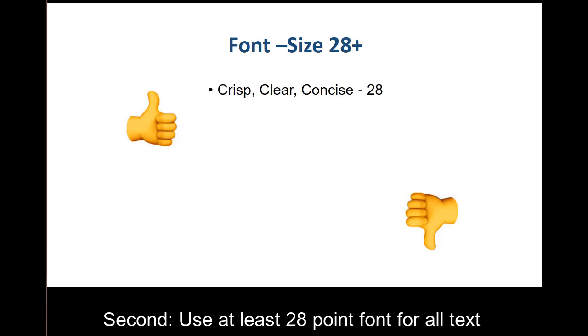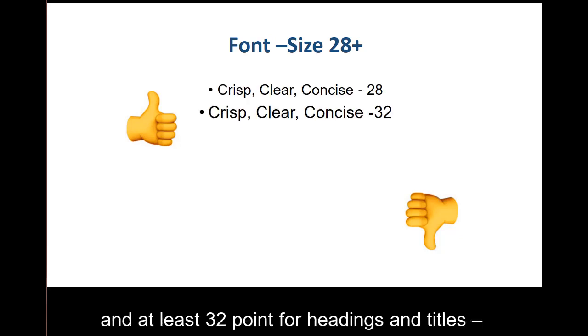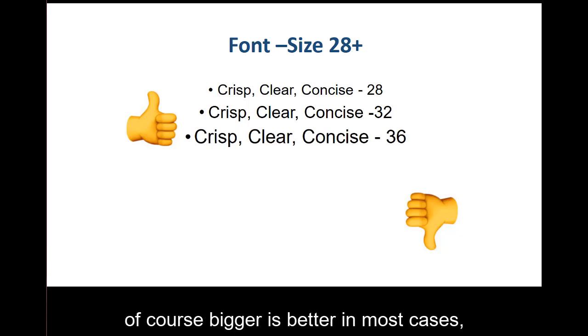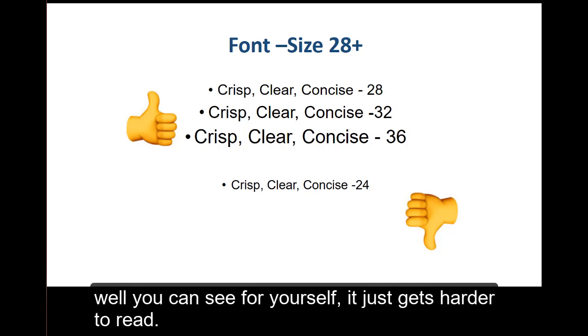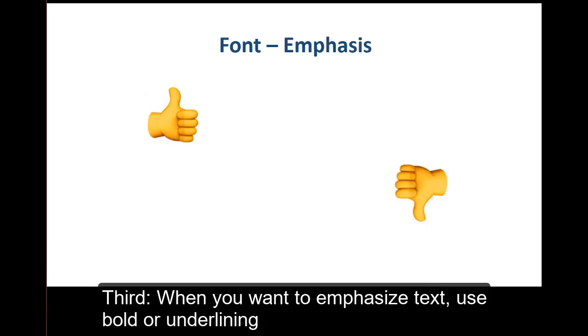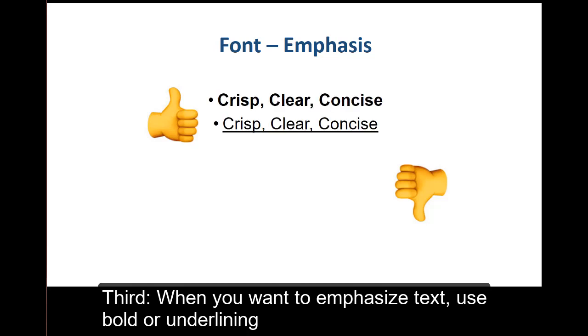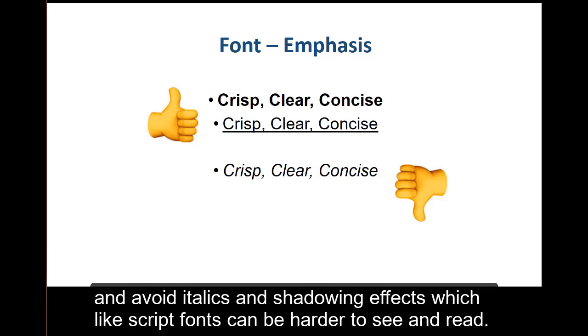Second, use at least 28-point font for all text, and at least 32-point for headings and titles. Of course, bigger is better in most cases. And smaller? Well, you can see for yourself, it just gets harder to read. Third, when you want to emphasize text, use bold or underlining, and avoid italics and shadowing effects, which, like script fonts, can be harder to see and read.